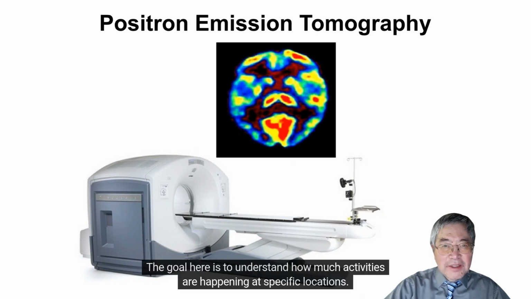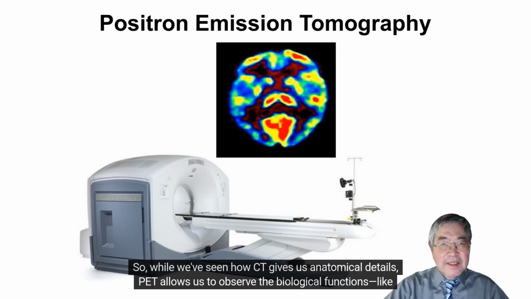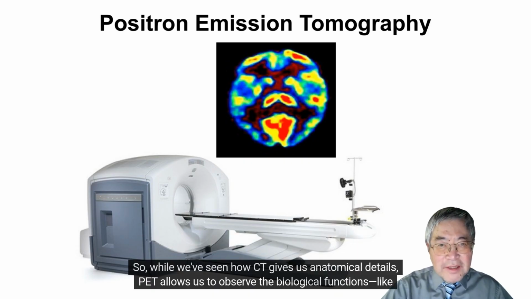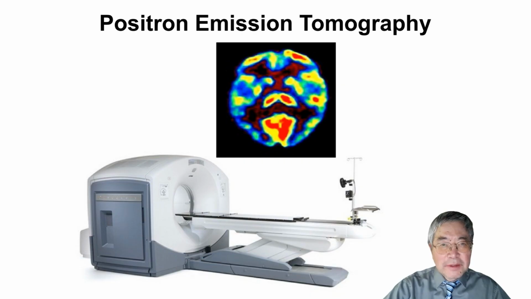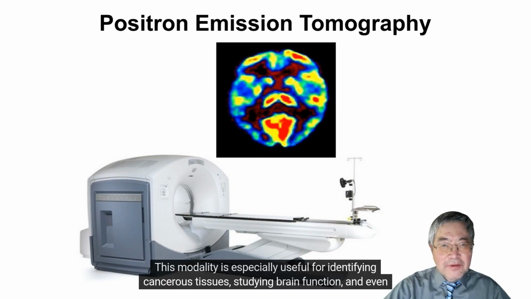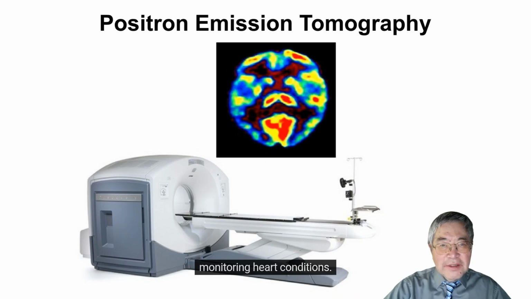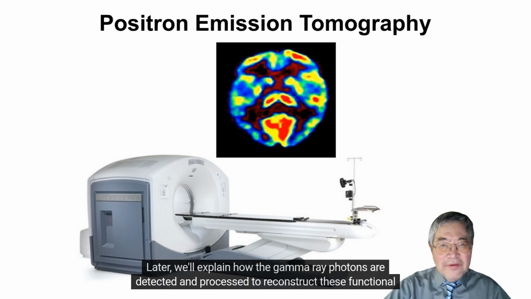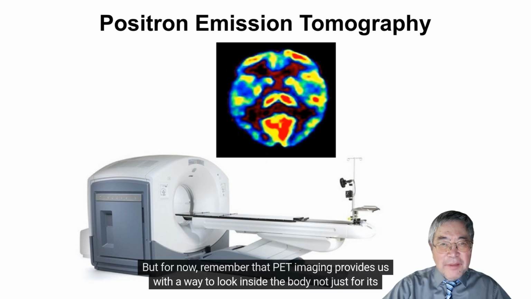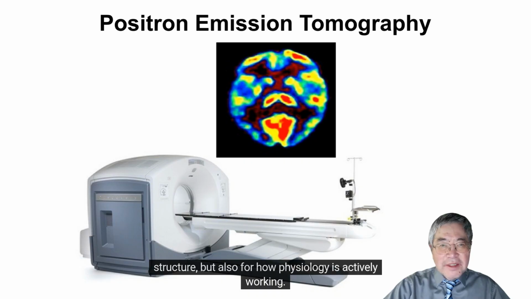The goal here is to understand how much activity is happening at specific locations. So while we've seen how CT gives us anatomical details, PET allows us to observe biological functions like metabolism within those structures. This modality is especially useful for identifying cancerous tissues, studying brain function, and even monitoring heart conditions. Later, we'll explain how the gamma-ray photons are detected and processed to reconstruct these functional images. But for now, remember that PET imaging provides us with a way to look inside the body not just for its structure, but also for how physiology is actively working.